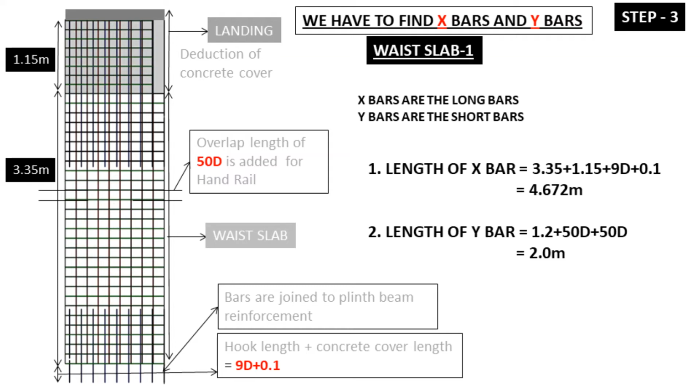Now length of Y bar equals the opposite length of X bar plus overlap length of both sides. We have to add from both sides. So the answer will be 2 meter.